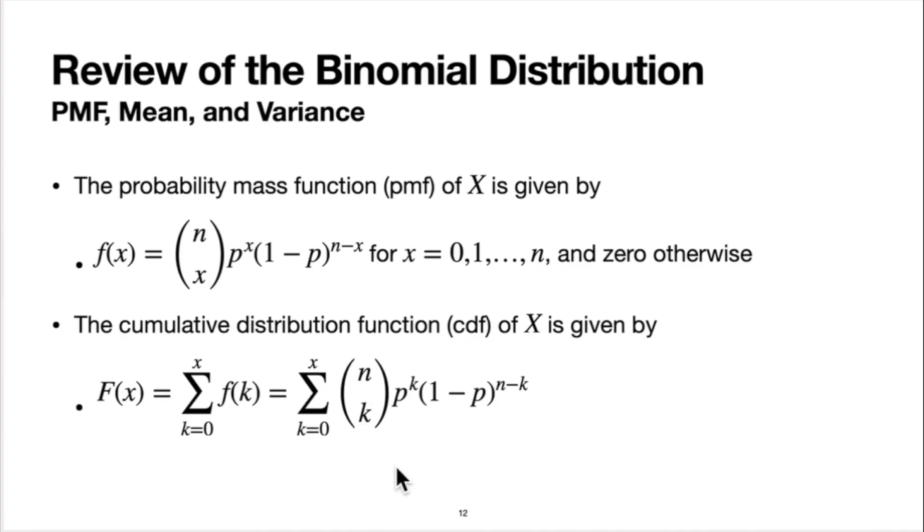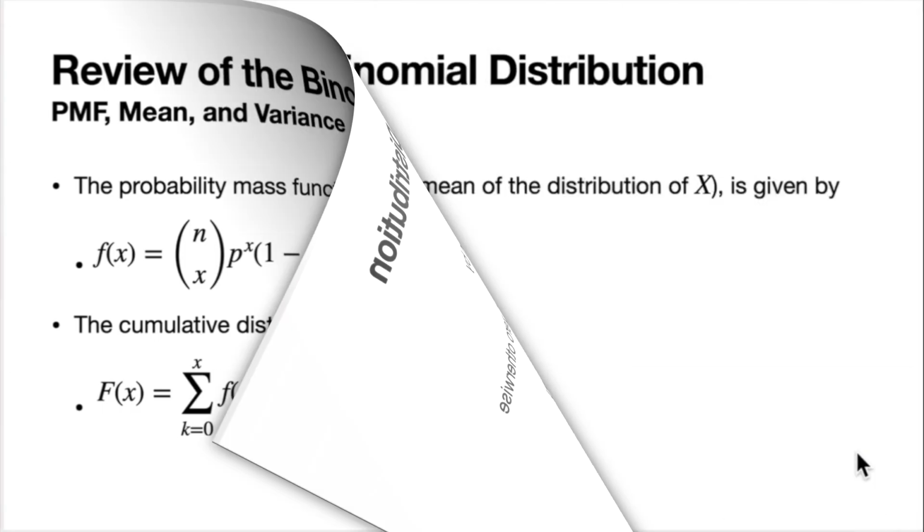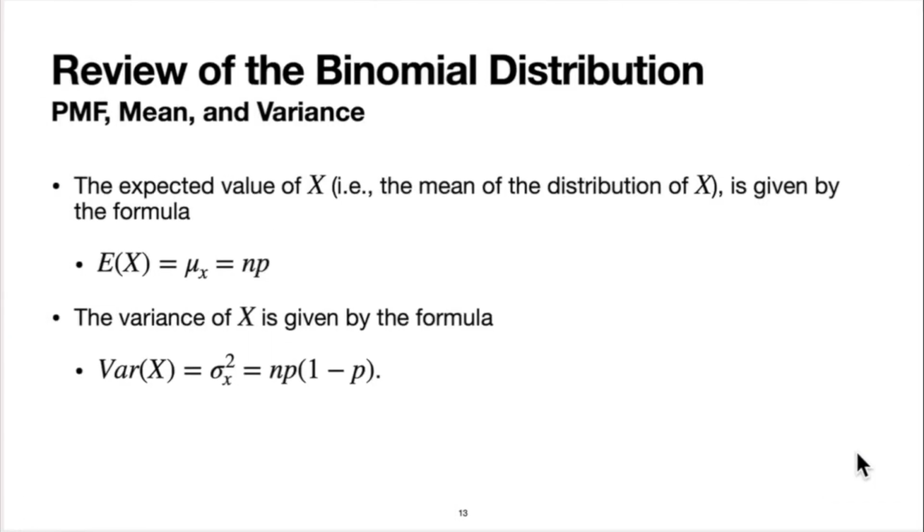So it's a little bit tedious and cumbersome to do, especially if n is large and the x is large as well. But we do want to introduce notation for this because we're going to be utilizing this in the context of this upcoming hypothesis testing situation. Okay, some other useful pieces of information about the binomial distribution.